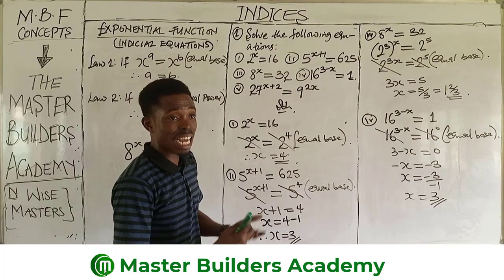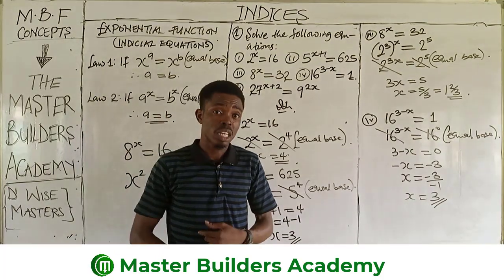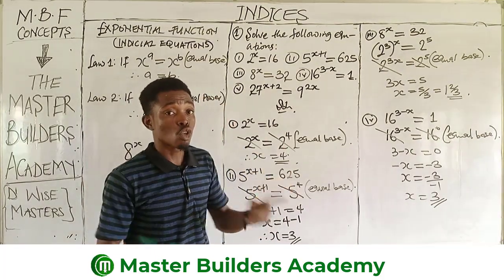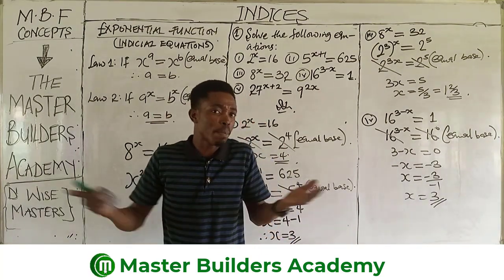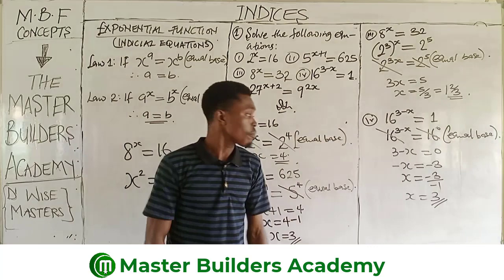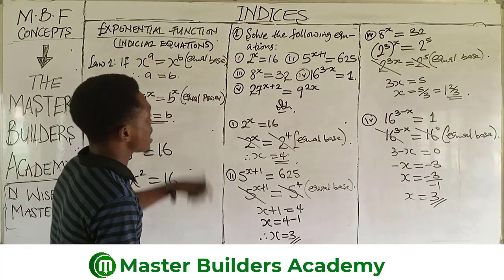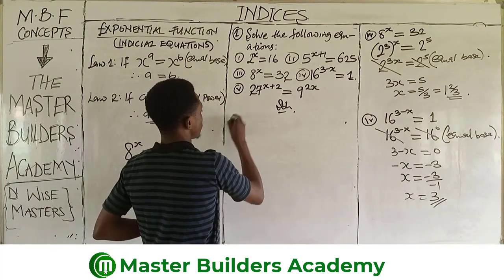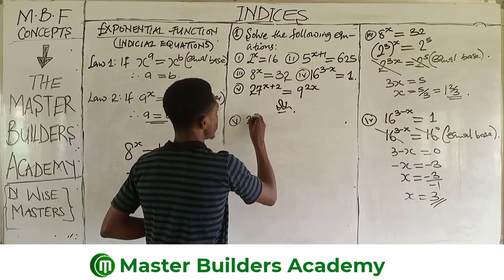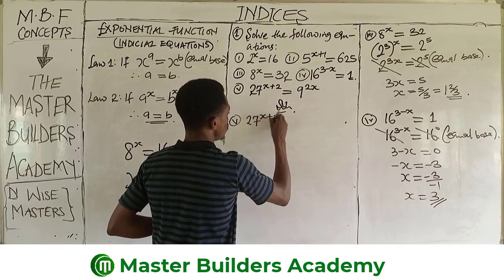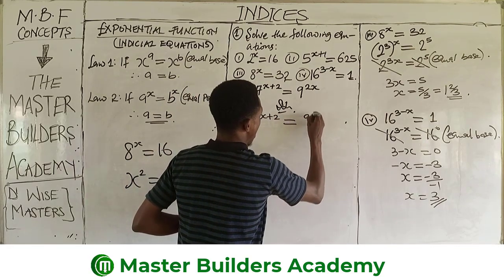Indices equations are easier to solve when you understand the rules, the principles. It's as simple as that. So you must understand that when the unknown is at the power, find a way to make the base equal. That's all. Okay, now we have the very last question on the board. We have it as 27 raised to power x plus 2 is equal to 9 raised to power 2x.